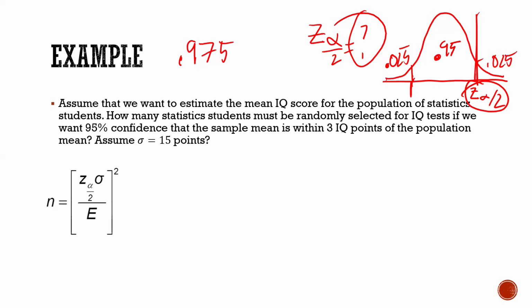Area. So that is the number in the interior of our table, right? When you're looking for a z-score and you know the area, you want to look at the interior of the table. So what number should we be looking for in the interior of the table? 0.975. And look, where is that number? So that's our z critical value.